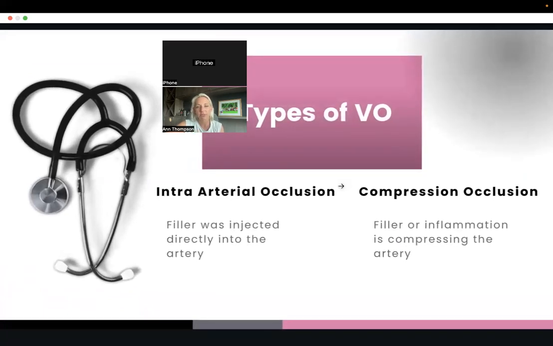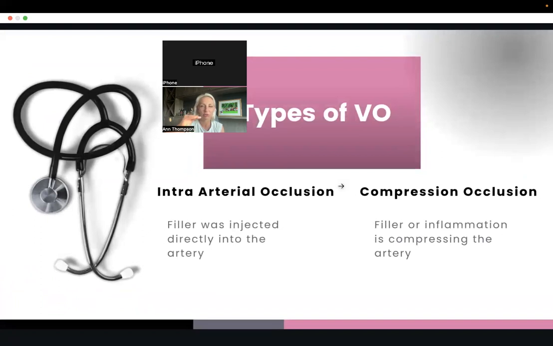There are 2 types of VOs. You have an intra-arterial occlusion where the filler was accidentally injected into the vessel. And then you can have a compression one where you accidentally laid the filler too close to the vessel and it's compressing it, or inflammation is causing compression as well. Regardless, the stages are the exact same. The only difference is with a compression one, it might take a few hours for that to show itself, especially around 12 to 24 hours.